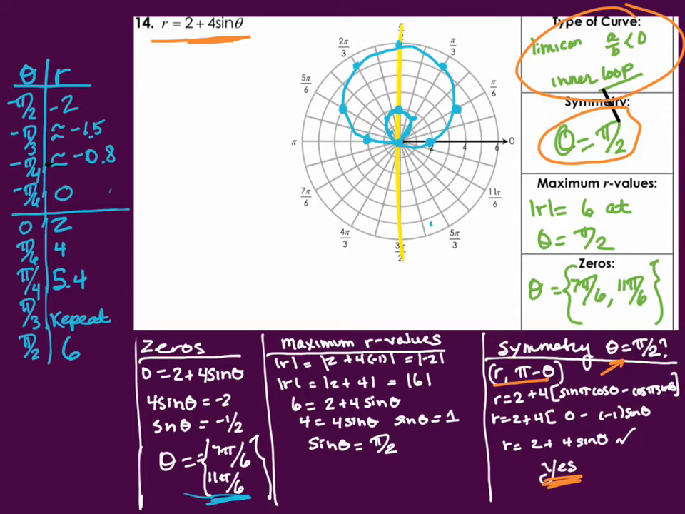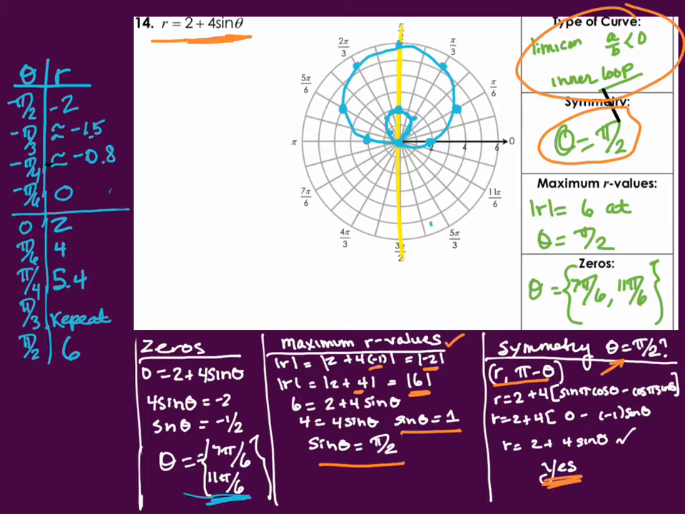And let's calculate our maximum r values. We are going to use -1. It's nice we just have a sine theta. So we have -1 gives us an absolute value of -2, and a +1 gives us an absolute value of 6. So 6 is our largest number. And where will that happen? Put 6 in for r, solve it, you get sine theta equals 1. So it happens at theta equals pi over 2.